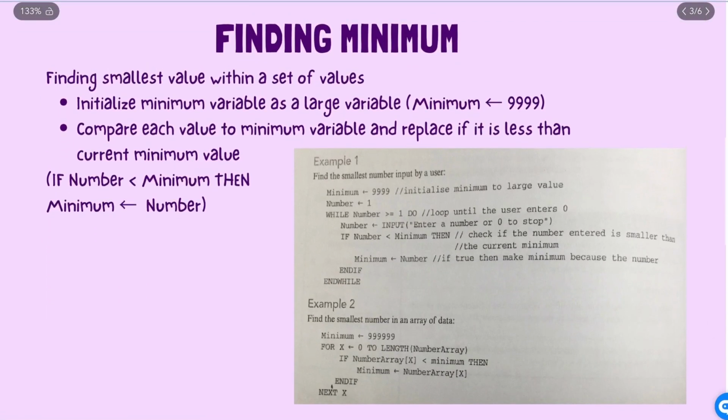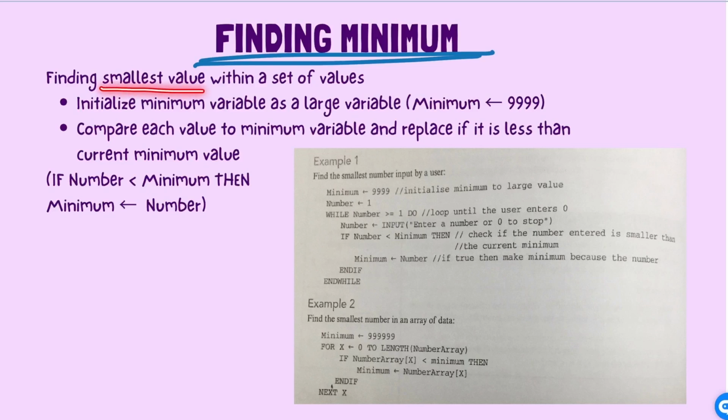Next is finding minimum. Now, this is a very interesting code, and it's a bit tricky to understand, but you're gonna do fine. So, minimum is basically finding the smallest value within a set of values. So, the thing you need to do over here is to initialize minimum variable as a large variable. Like minimum should be 9,999. I know it sounds odd because usually minimum should be a small number, but over here we use a very large number, and there's a good reason for this.